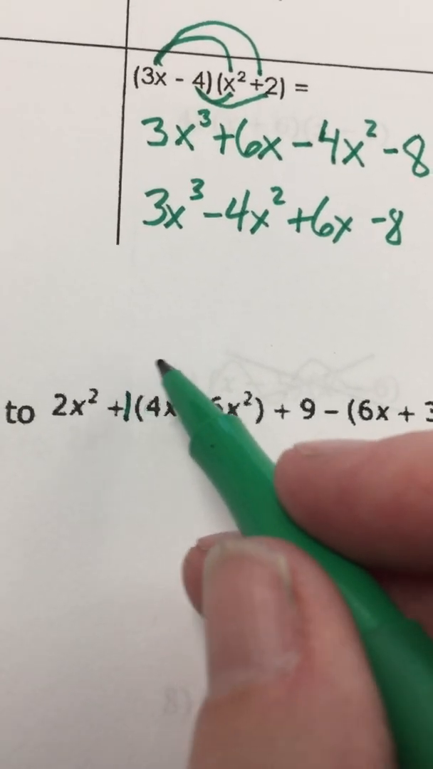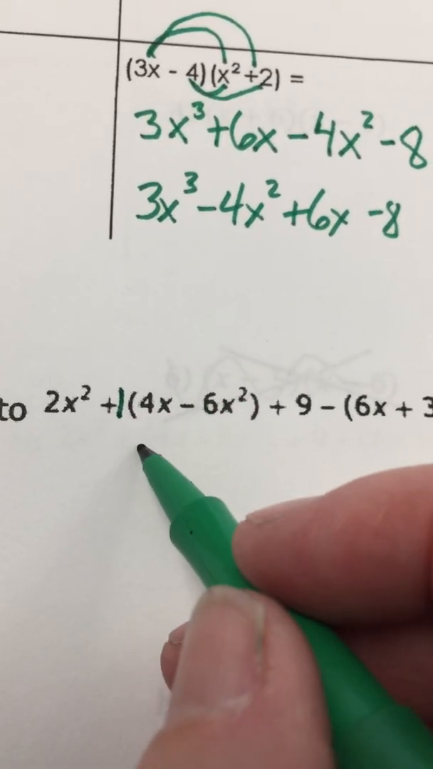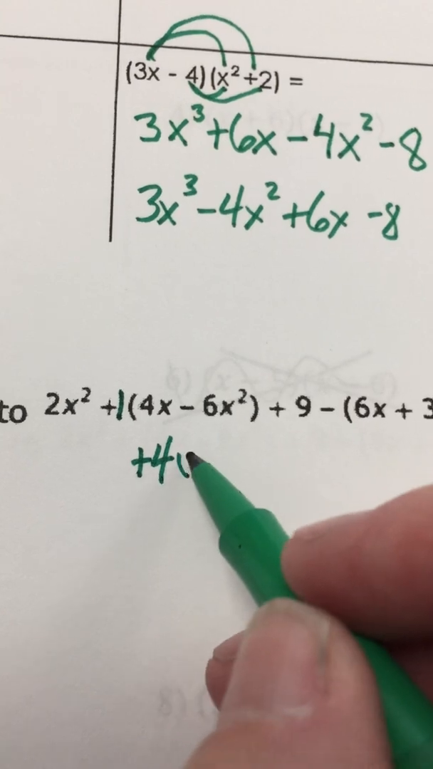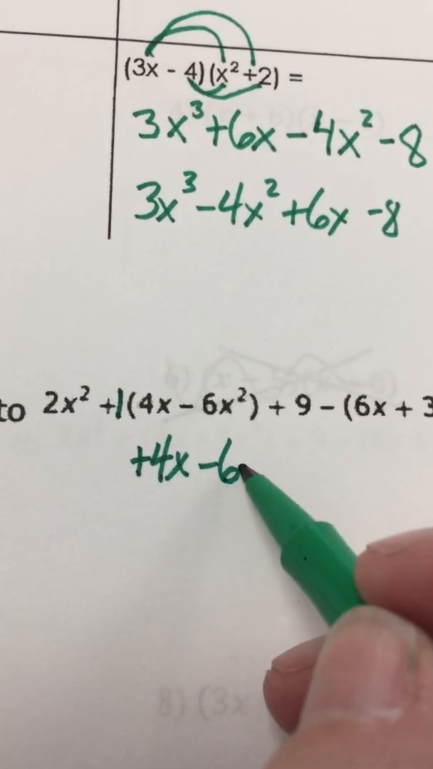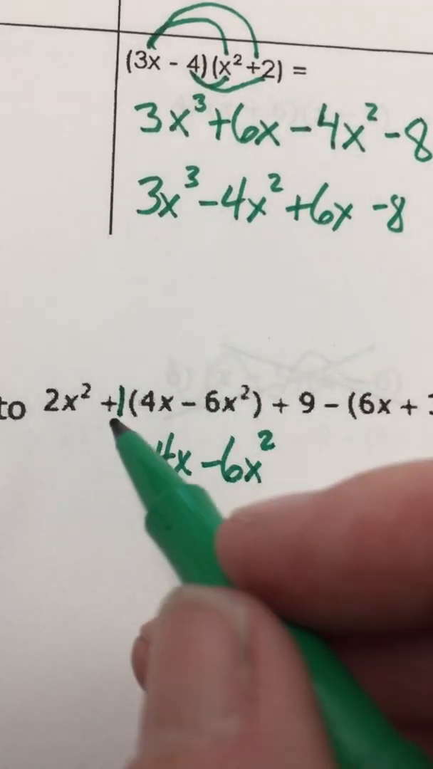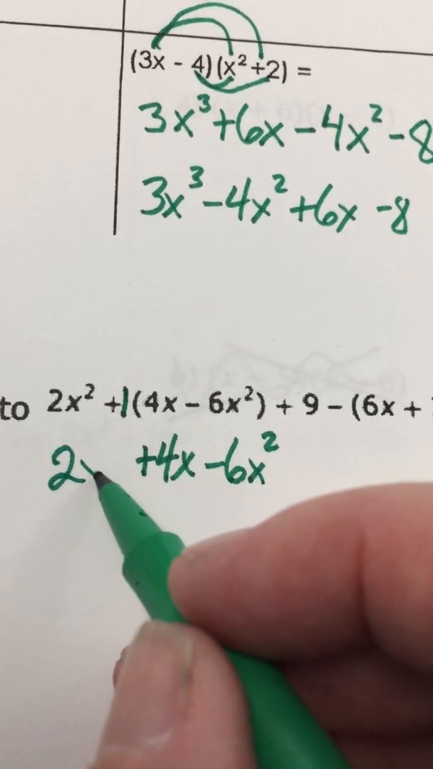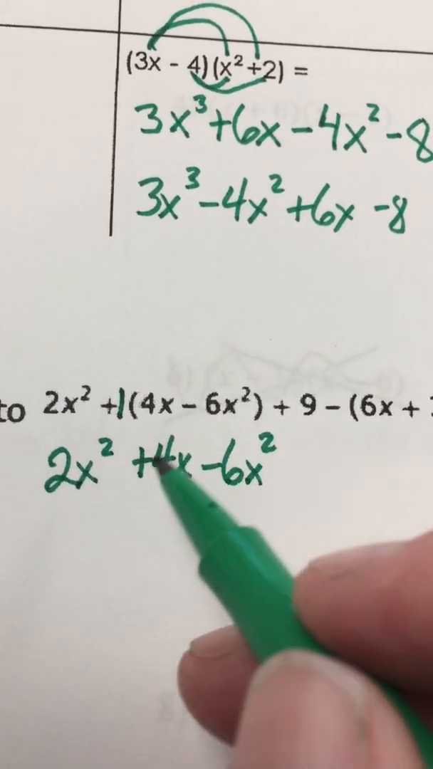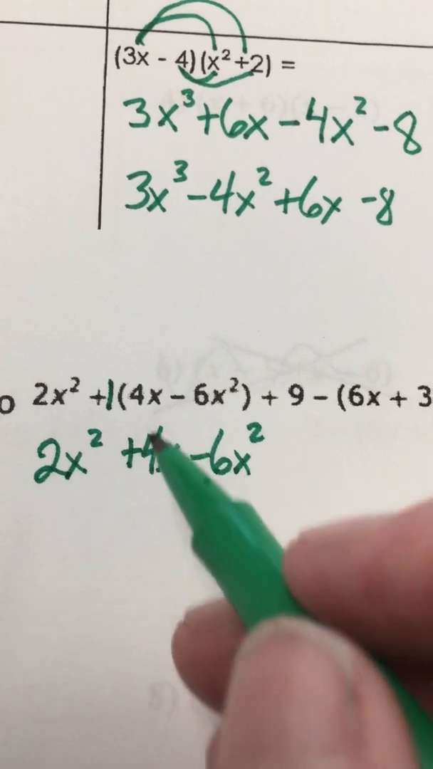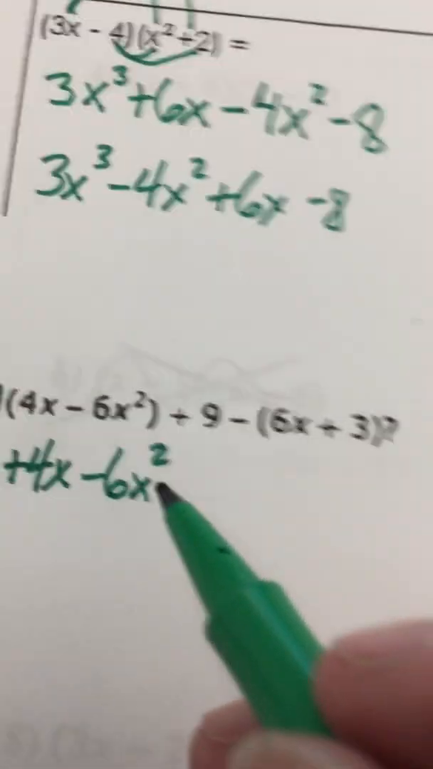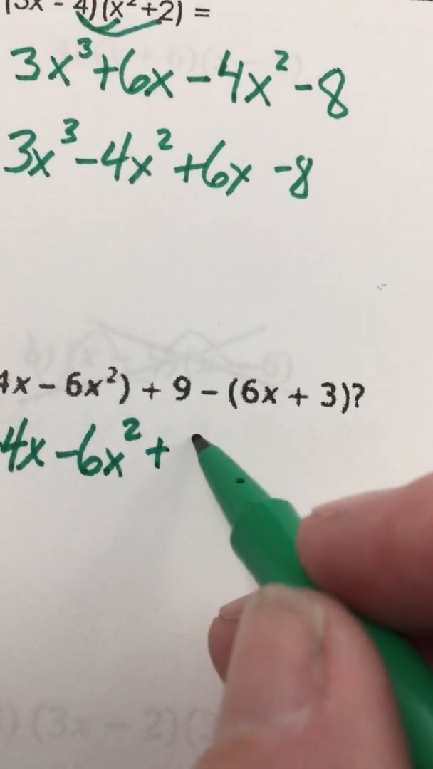When I distribute this positive 1, is anything going to change? No, it is still positive 4x. It is still minus 6x squared. But the parentheses are now gone. This 2x squared is still sitting out front because I've got this plus sign between them. And positive times positive was a positive, so it's staying that. And then I still have the plus 9 coming along.